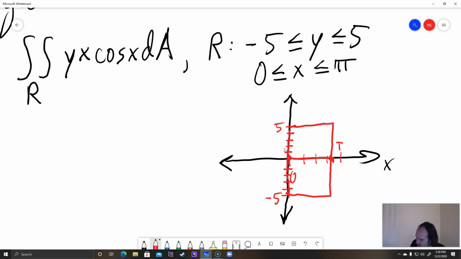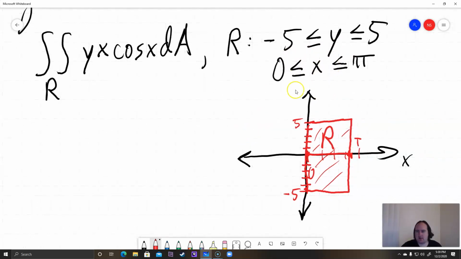Okay, and even with my terrible drawing skills, we can see that that's a rectangle. So this is R, this entire region here. Okay, so it's a rectangle, but because it's a rectangle, it's very easy to do this. In fact, we just create our own iterated integral, and they're even telling us the limits of integration.